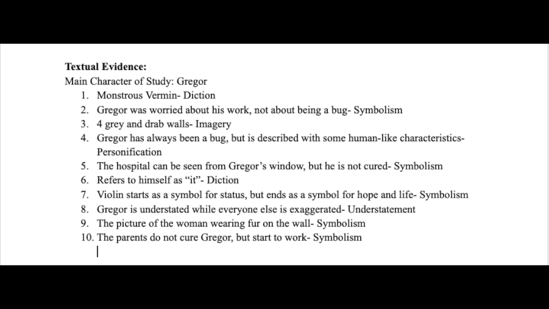The violin started as a symbolism for status, but it ended off as a symbolism for hope and life. Number eight is the understatement, how Gregor is very understated throughout the entire book, while everyone else is exaggerated and acting with exaggerated behavior. The ninth piece is the symbolism of the picture of the woman wearing the fur on the wall, and what it means to Gregor, the desire for status.